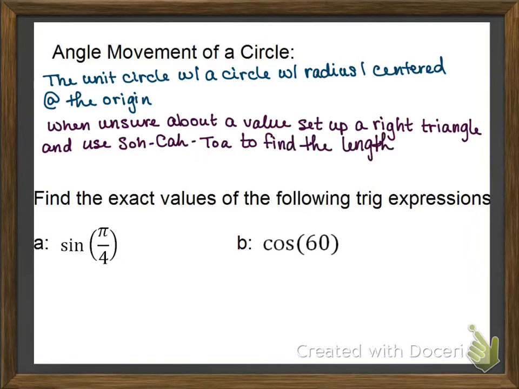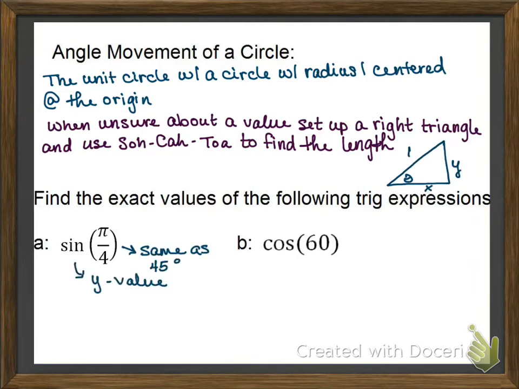So, finding the exact values of the following expressions. We know sine pi over 4. Pi over 4 is the same as 45 degrees. And sine means what is that y value. So, if you remember that rule off the top of your head, it would be the square root of 2 over 2. If you are unsure, what you can do is that triangle we have up there where you have y. You're going to keep that, ignore the x.